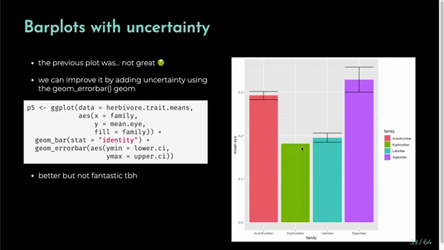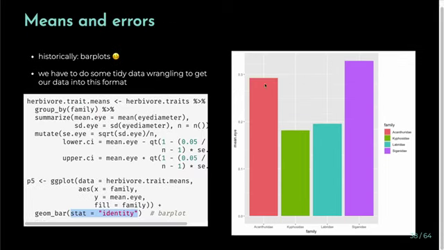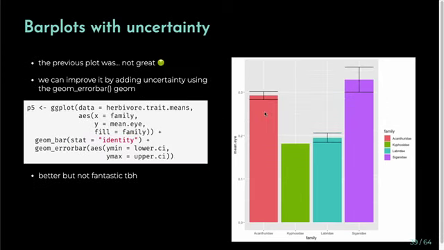Now that plot wasn't fantastic because it only gave us a mean value. We always want to make sure we plot uncertainty around it. And we can do that using the geom_errorbar function. So geom_errorbar takes a minimum value and a maximum value. And in this case, this is all the same as we had in the previous plot, and then we add the geom_errorbar to it.